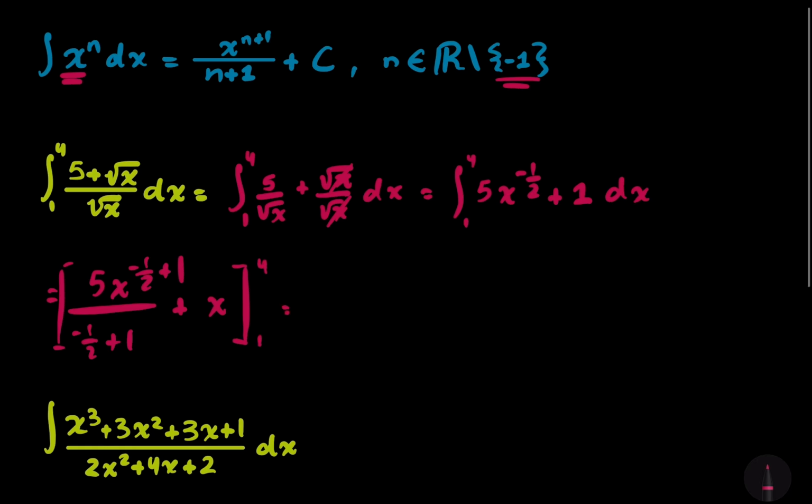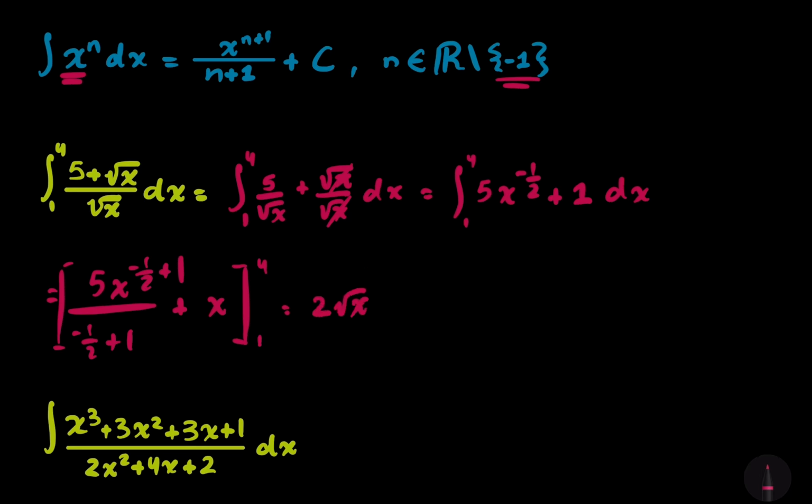This is going to be equal to 5x to the 1/2 over 1/2, right? So let's go ahead and just simplify this expression. We have the 1/2 in the denominator. When we bring it up, it multiplies with that 5, so we end up with 2. And then x to the 1/2 we know is just the square root of x.